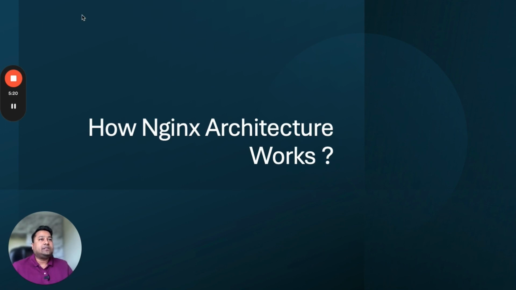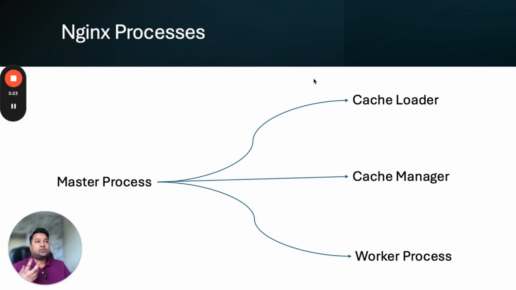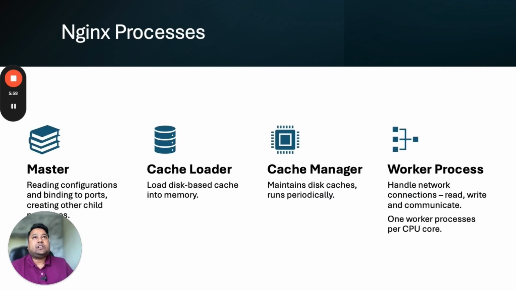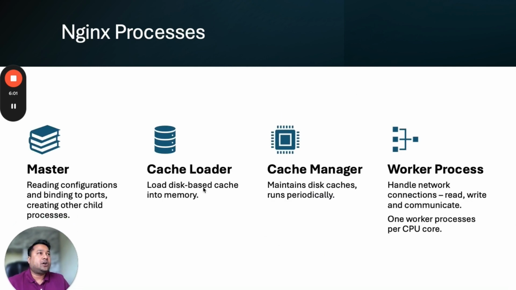So let's quickly begin with your Nginx architecture. Nginx architecture also has a master process. When you start Nginx, your master process starts running, and it basically creates 3 different processes: cache loader, cache manager, and your worker process, right? Your cache loader and cache manager are not the major focus area in this video. However, the worker process is the main process which we will be talking about. So let's quickly begin and understand what the cache loader and cache manager are.